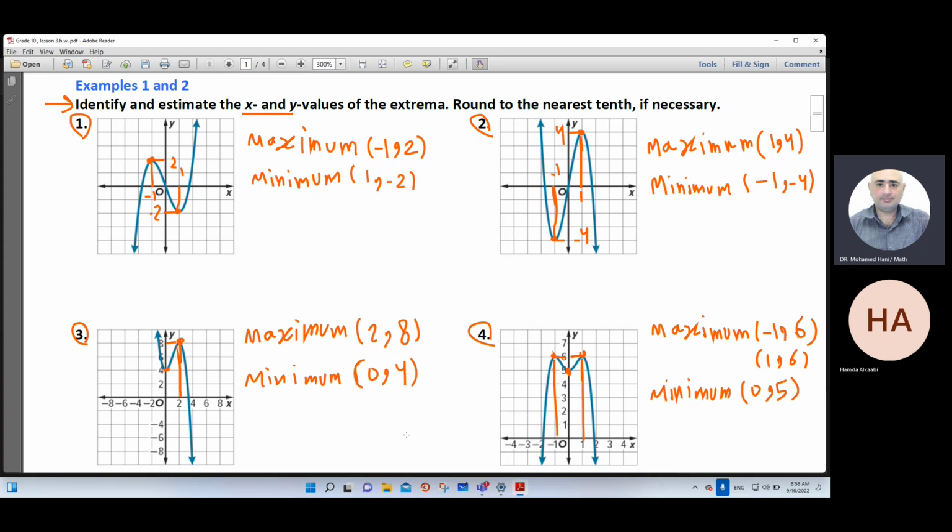Who has any question about exercises 1, 2, 3, 4? Clear for all? Okay.